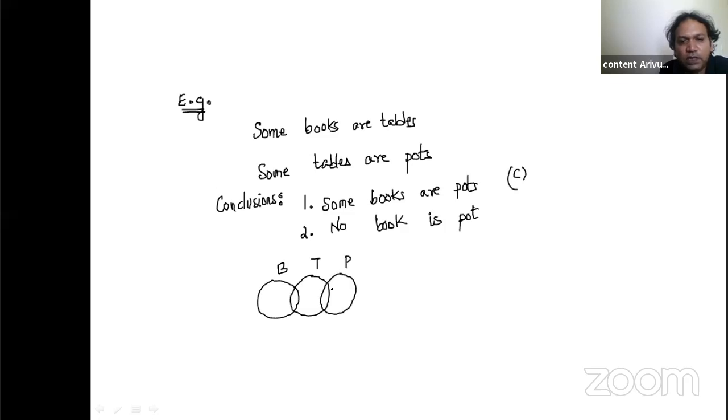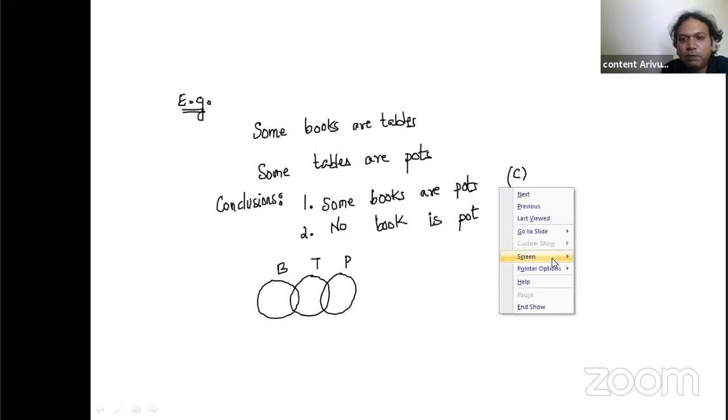Some tables are pots. Now the conclusion here is between books and pots. If you look at books and pots, they're not overlapping. Not overlapping does not mean that they will not overlap. So what was the note that I gave to you regarding this particular scenario?